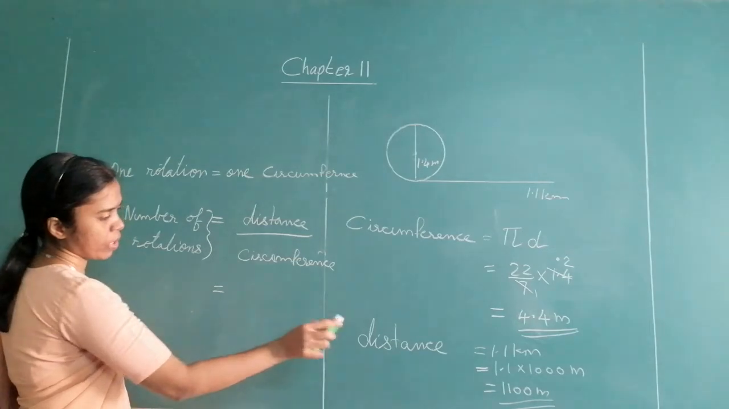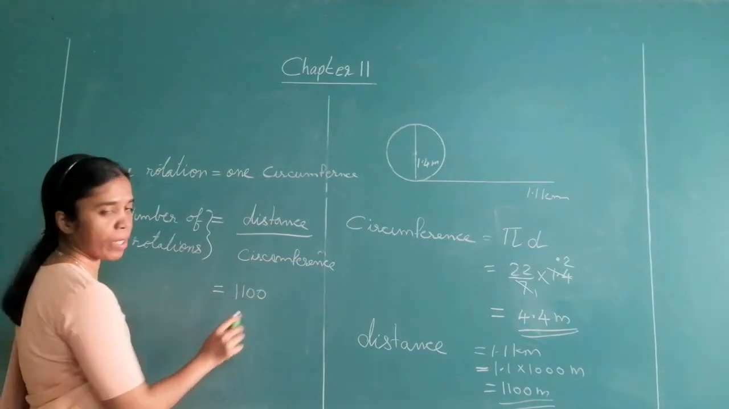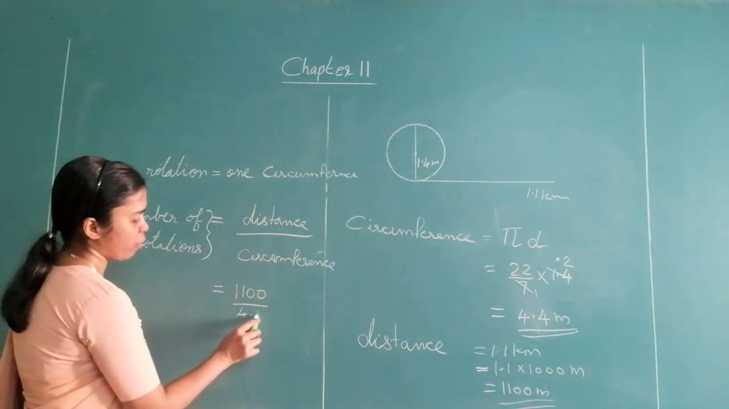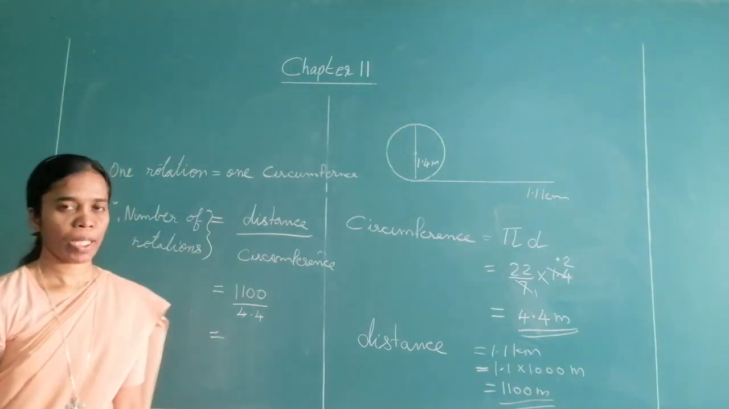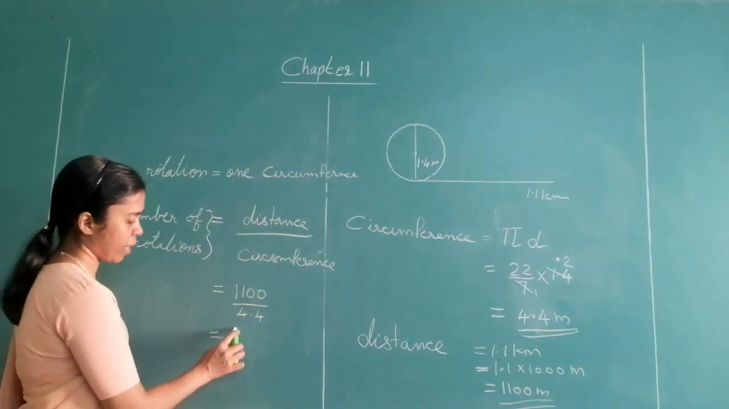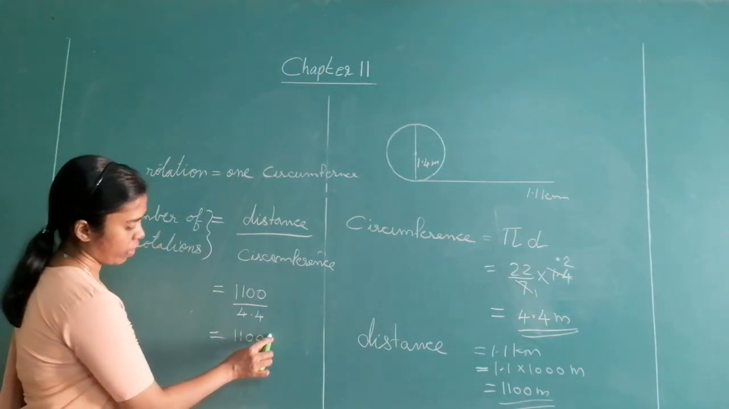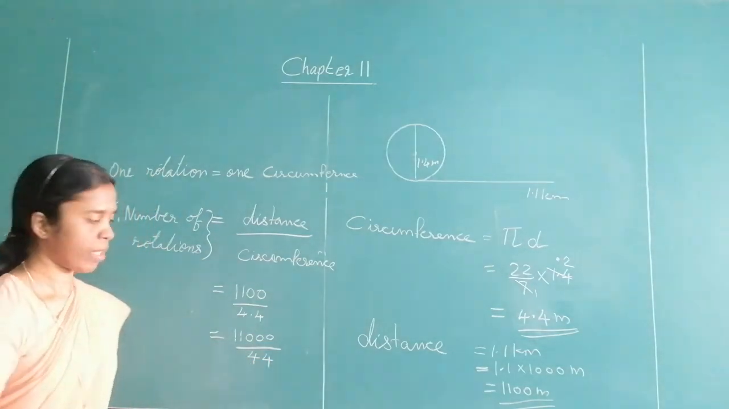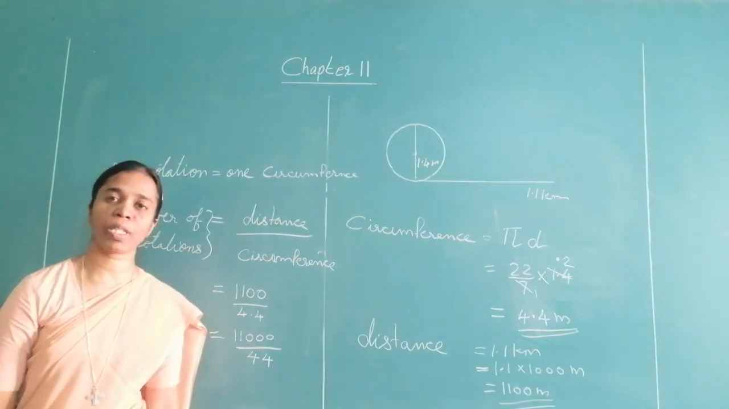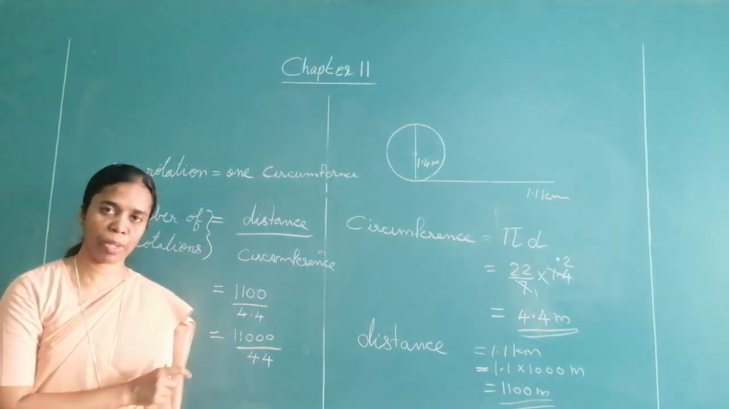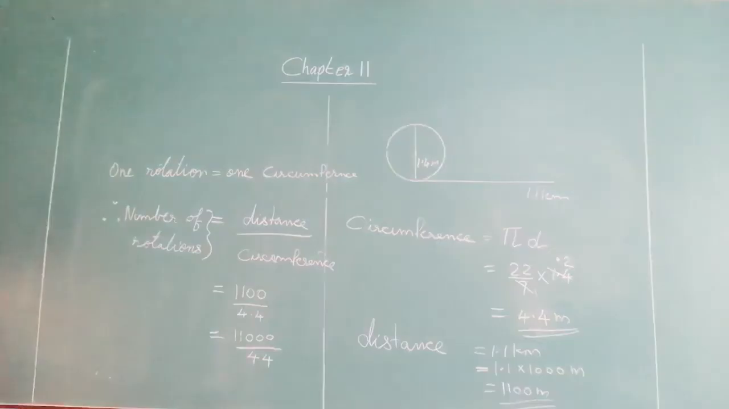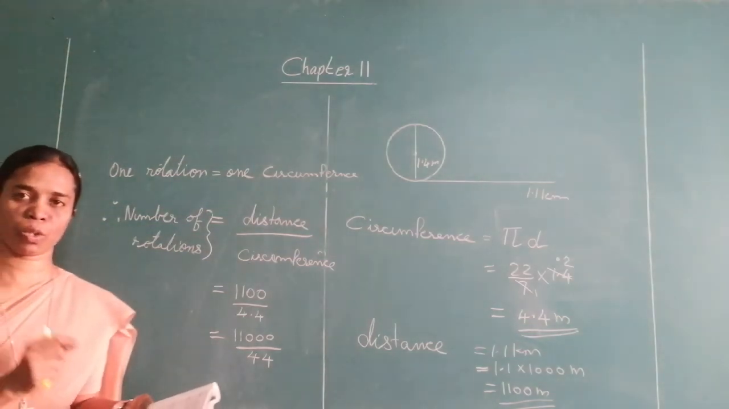Distance upon circumference. What is the distance over here? 1100 upon. What is the circumference that we have got? 4.4. How do you calculate it? First remove the decimal, multiply by 10. So you will have 11,000 upon 44. Please calculate, divide and see what you get. Please make sure that it is a complete number. Okay, it will be a complete number. So check and see how many rotations. So then you write the concluding statement. Therefore, the number of rotations is so and so.